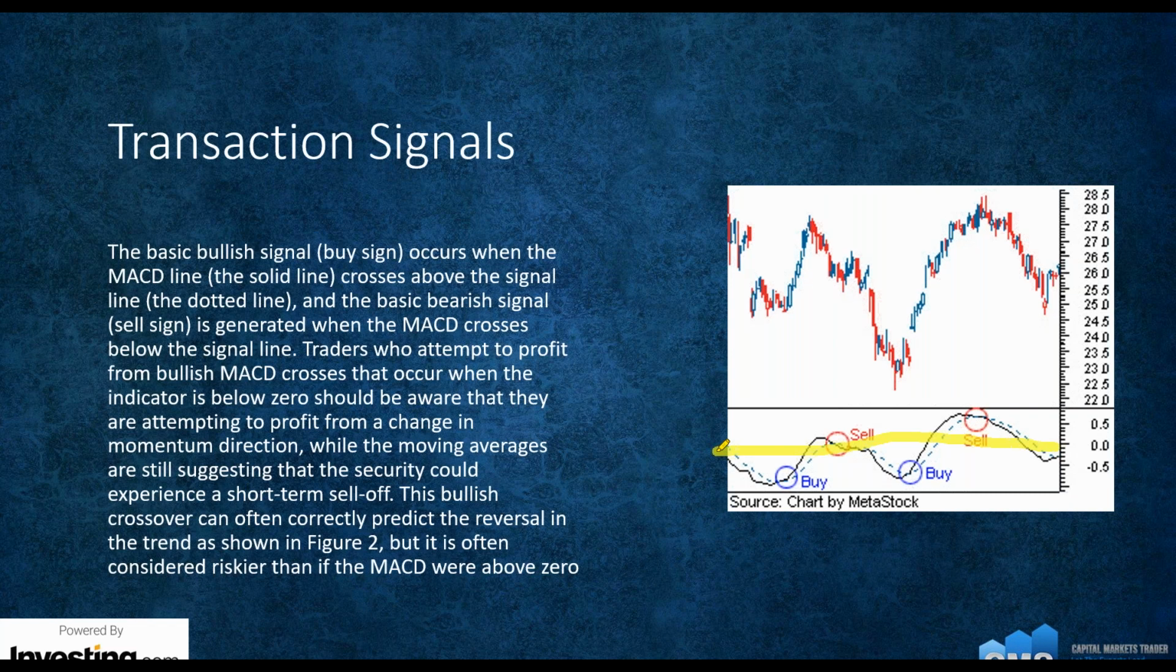Traders who attempt to profit from bullish MACD crosses, that means a buy, that occur when the indicator is below zero, should be aware that they are attempting to profit from a change in momentum direction, while the moving averages are still suggesting that the security could experience a short-term sell-off. This bullish crossover can often correctly predict the reversal in the trend, but is often considered riskier than if the MACD were above zero. So you should be buying above zero and selling below zero, or as close to the zero line.